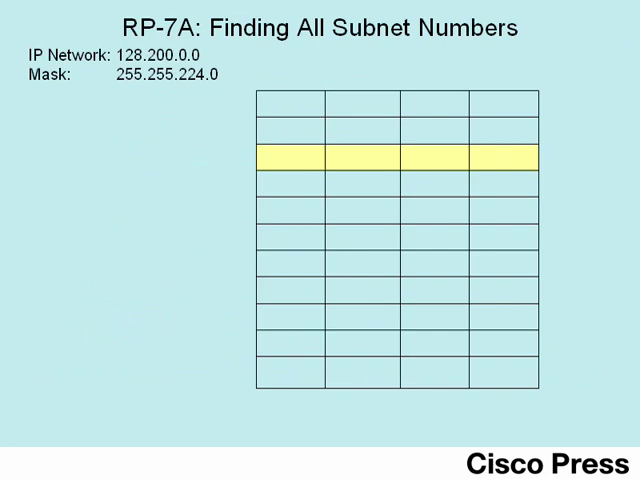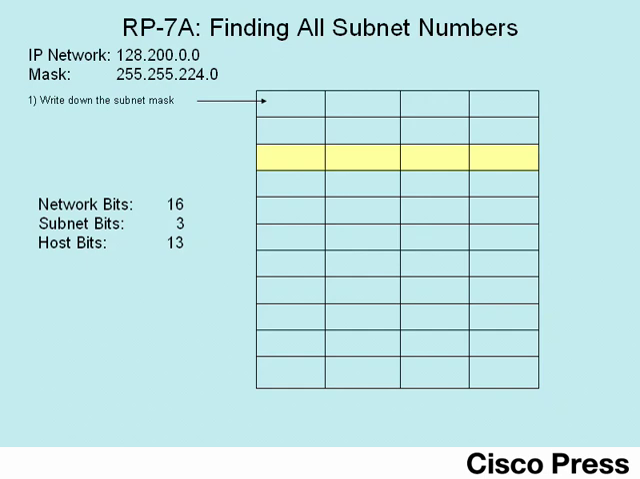In this example, we'll use IP network 128.200.0.0, which is a Class B network, and mask 255.255.224.0. That means there are 16 network bits because it's a Class B network, 3 subnet bits, and 13 host bits. Now, in process RP7A, the first 4 steps occur only once, and step 5 is then repeated.